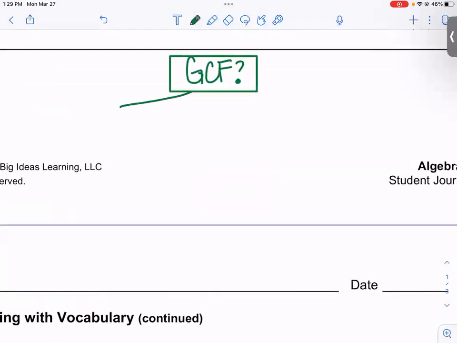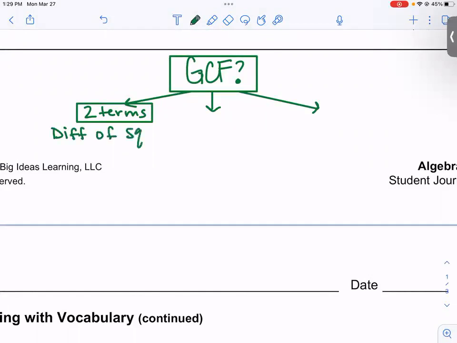So we have 3 different options here. If there are 2 terms, is it a difference of squares? We know that a squared minus b squared factors to a plus b times a minus b.